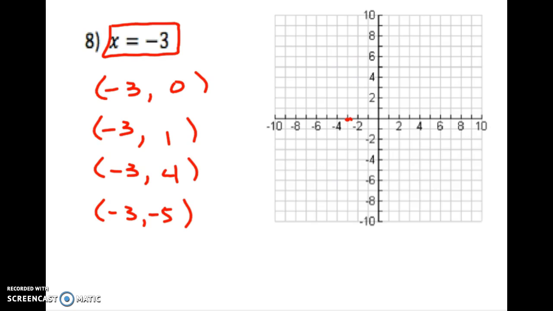So let's plot those. Negative 3, 0; negative 3, 1; negative 3, 4; negative 3, negative 5. Notice if we connect all of those, we should be getting a vertical line. At any point on this line, we'll have an x value of negative 3. All right, hopefully that gets you through problems 5 through 8.